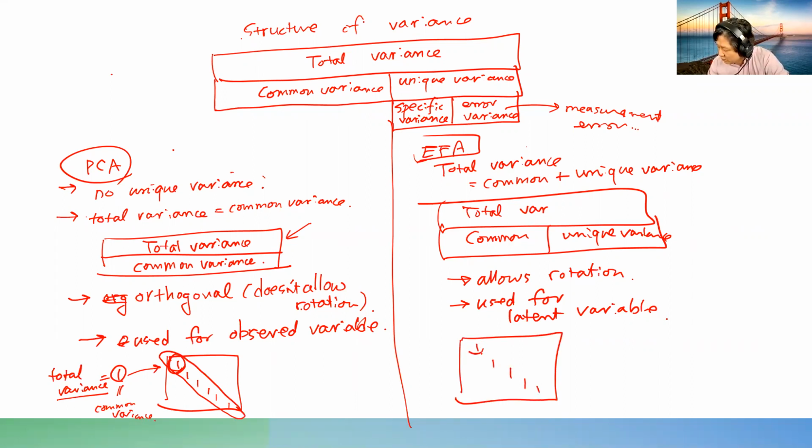But in EFA, instead of using all 1s, we are replacing the diagonal using communality, so R square of each variable. So it can be 0.8, 0.7, 0.989, 0.99, okay? Instead of using 1 in the diagonals, we use communality for the covariance matrix and correlation matrix. So in that way, we can take into account the measurement error. This is more like a regression analysis and CFA.